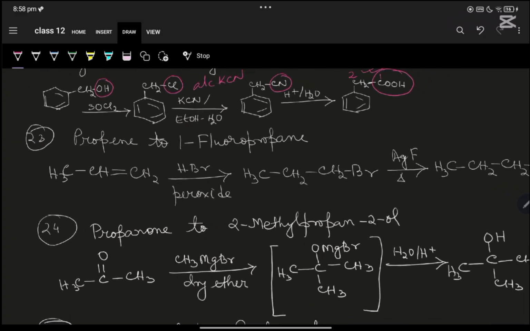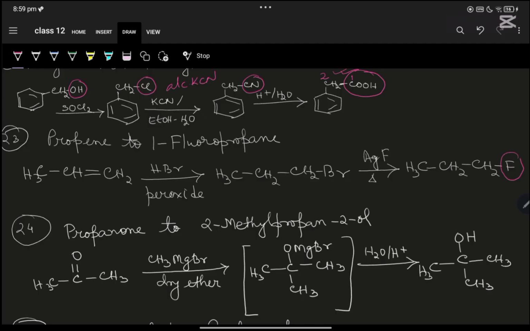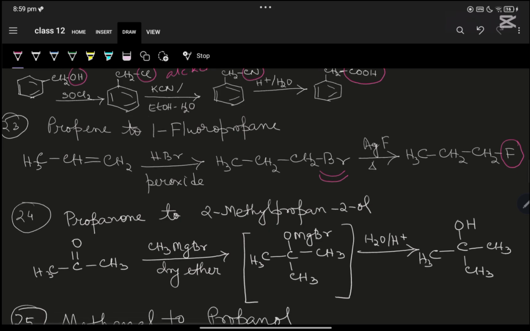Next, propene to 1-fluoropropane. When you are writing fluoro, again think of halogen exchange, Swarts reaction. Now see the position, one position. So obviously you will convert it to Br by anti-Markovnikov. So HBr, peroxide, you are getting Br in the terminal position, and then give AgF, easy to remember, AgF, heat, and then you will get the fluoro compound.